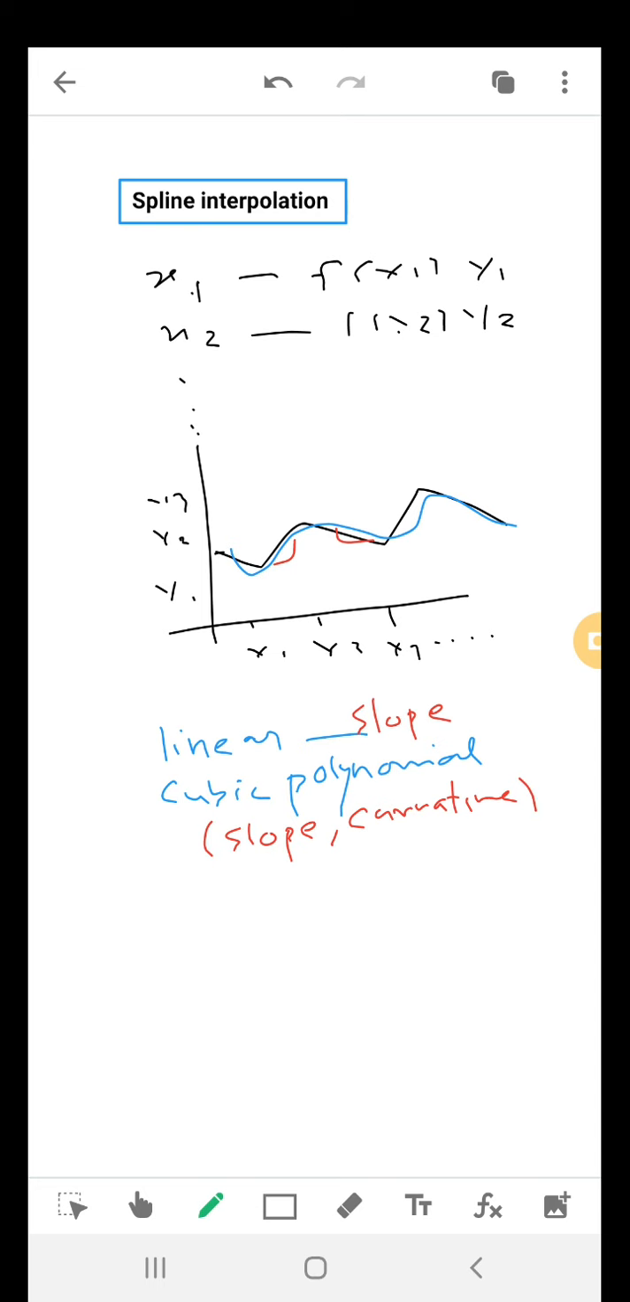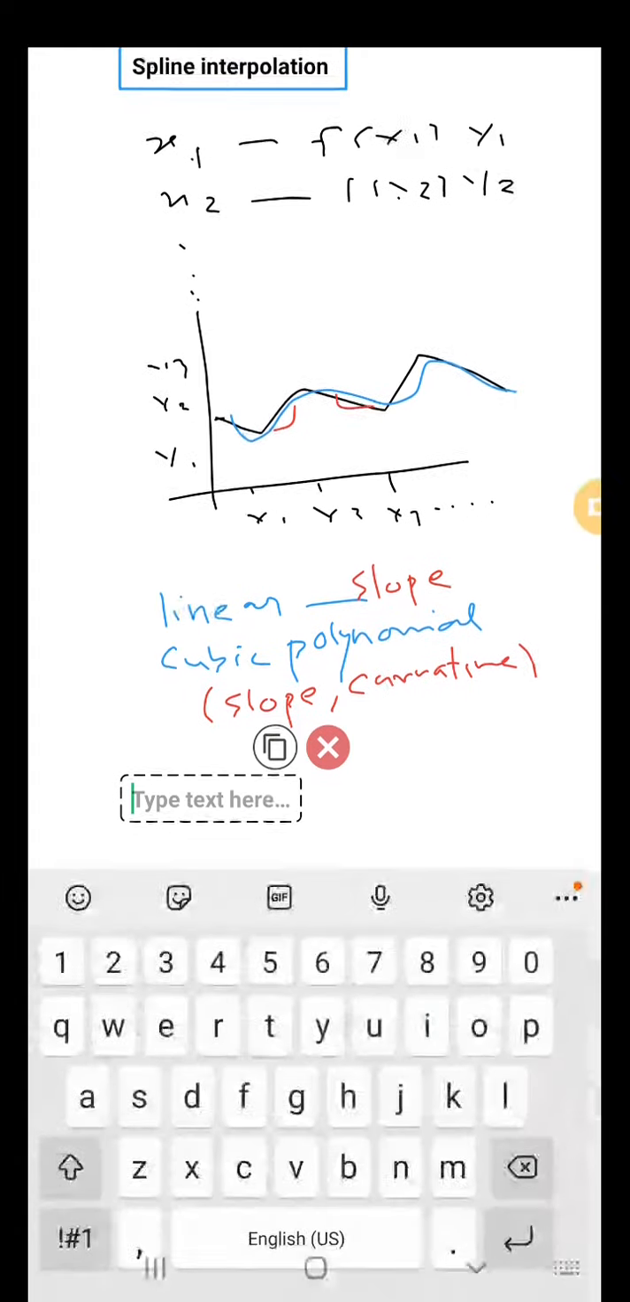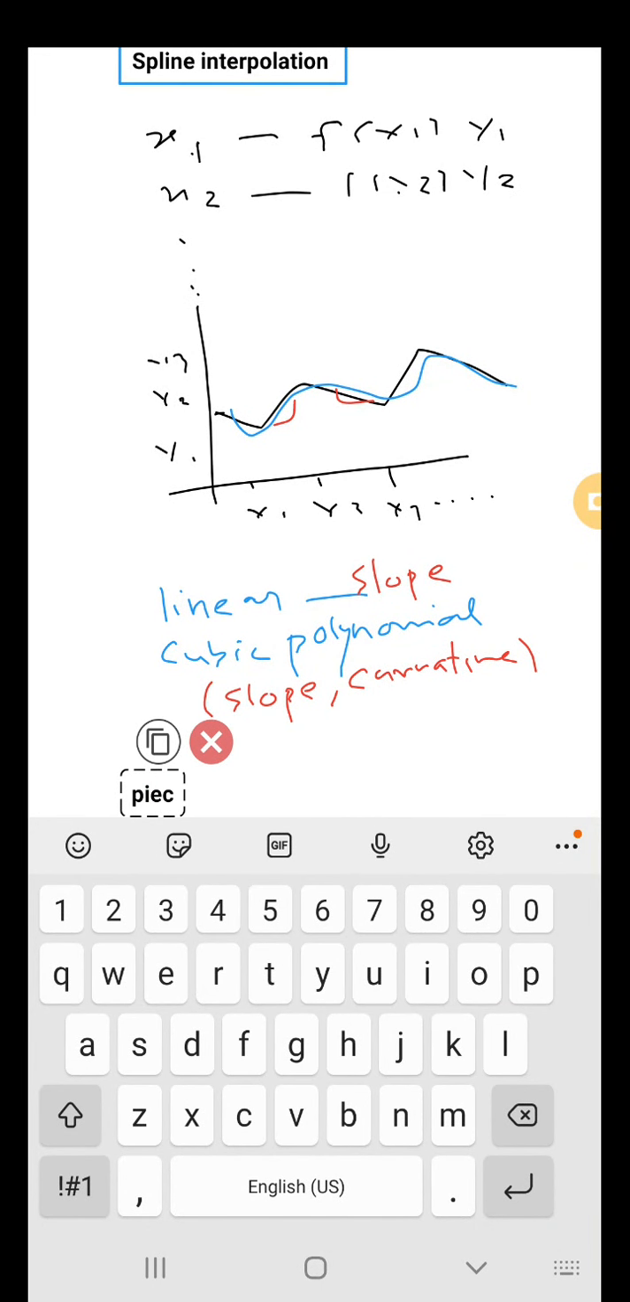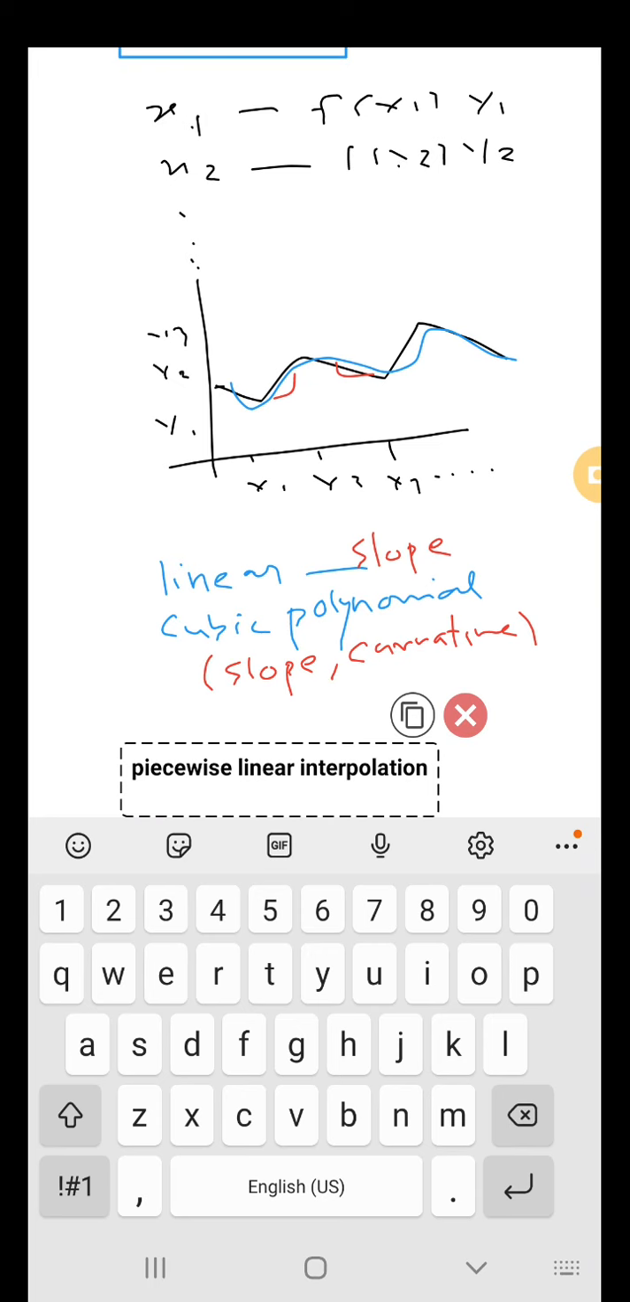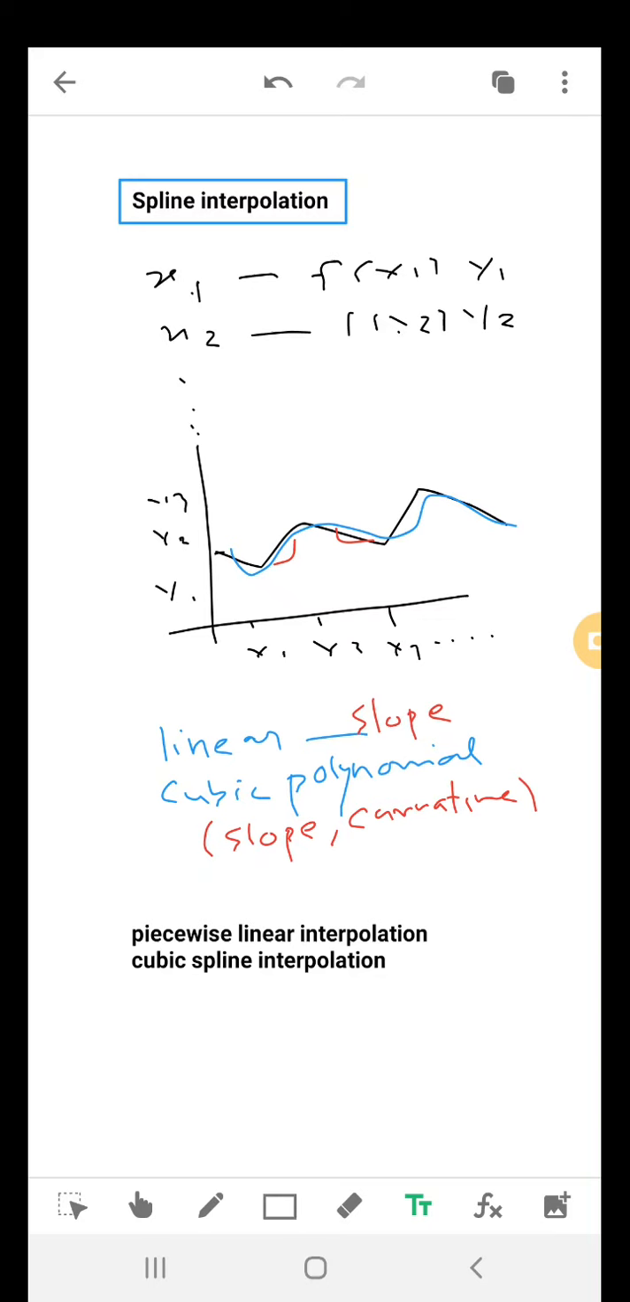But going to higher order polynomials is not very beneficial, because we get no extra advantages, it only makes the polynomial more complicated. So the first case, where we are only matching the slope, is called piecewise linear interpolation. And the second one is called cubic spline interpolation. Okay, so we'll take up the first one.